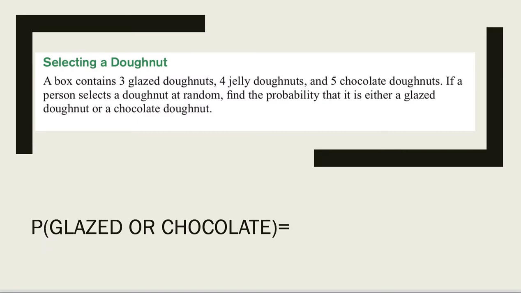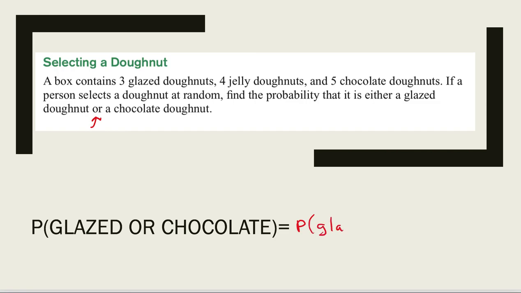All right, so a box contains 3 glazed donuts, 4 jelly donuts, 5 chocolate donuts. If a person selects a donut at random, find the probability that it is either glazed or chocolate. So you're keying in on the word "or." You're saying to yourself that glazed and chocolate are separate in this box. You have glazed donuts and you have chocolate donuts, but you don't have any donuts that are both. All right, so I'm going to assume these are mutually exclusive.